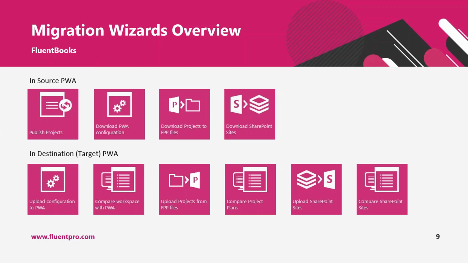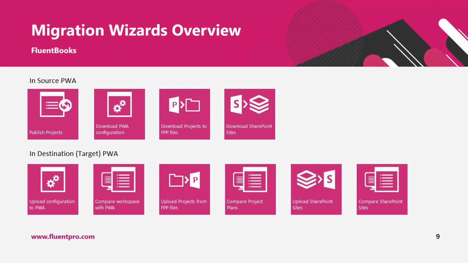And there are several cases when this can be needed. There are 3 wizards for uploading information to the target PWA: to upload configuration, to upload projects, and to upload SharePoint sites. 3 other wizards that would be used in the target PWA are for comparing your migrated data.